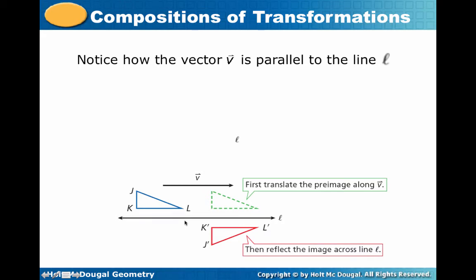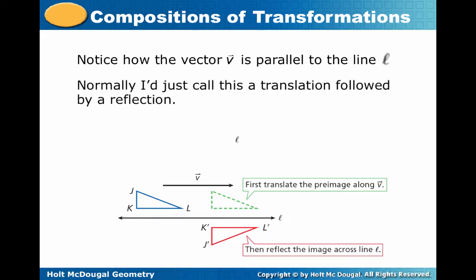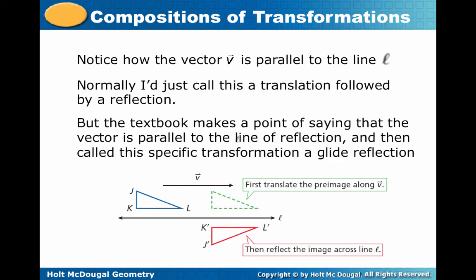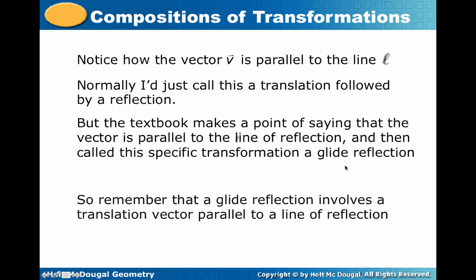Okay, that's an important factor, because normally I would just call this a translation followed by a reflection. But the textbook makes a point of saying that this vector is parallel to the line of reflection, and as a result they call the specific composition of transformations a glide reflection. So I just encourage you to keep that in mind, because as we get through our quizzes, I'm probably going to use this term just because it's so important to them in the textbook. Okay, if you have more questions about that, let me know.